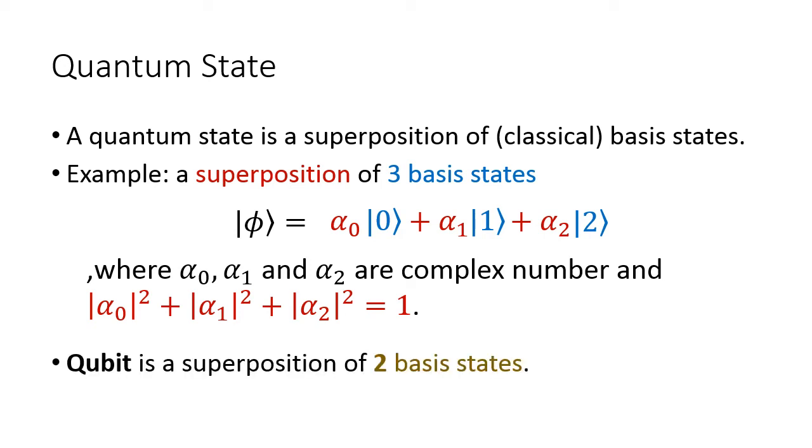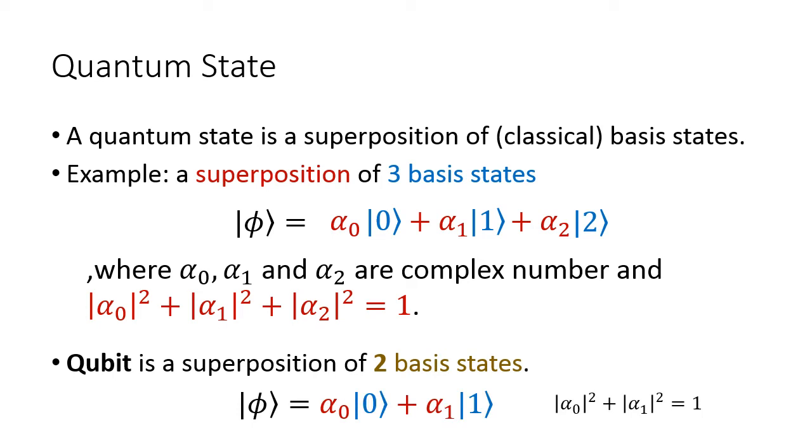A qubit is a special case. It is a superposition of only two base states. For example, this one.